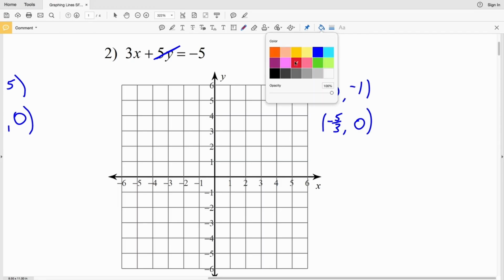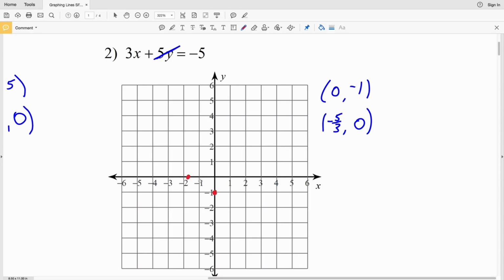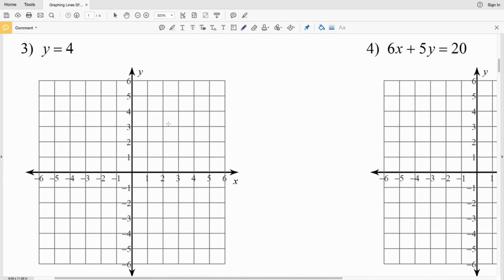And now let's graph each of those points. (0, -1) is the y-intercept, and (-5/3, 0) is the x-intercept, which falls between -1 and -2. Then draw a line connecting those 2 points, and there you have your graphed line in number 2. In number 3, y equals 4. This is going to be a horizontal line because y is always 4 regardless of what x is. So if x was -2, y would be 4. If x was +3, y would be 4, and so on.